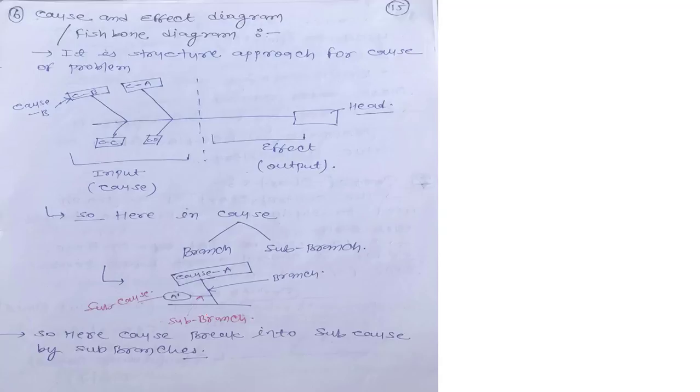For that past problem, I am just taking this example. Six is the cause and effect diagram, the Fishbone diagram. Okay, this is very important. Okay, what is the cause and effect diagram? For example, it is a structured approach for the cause of a problem.